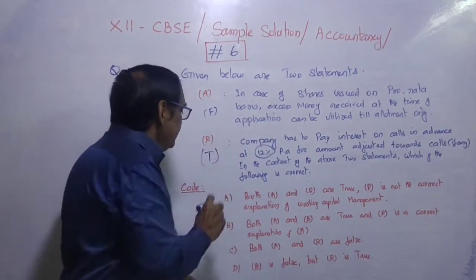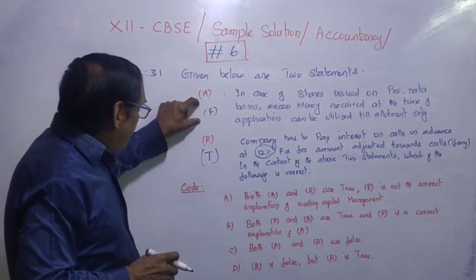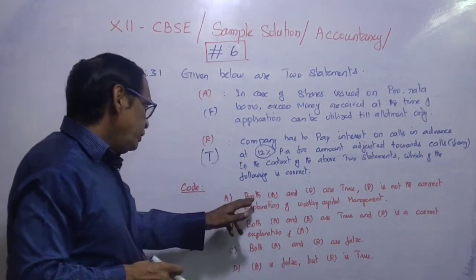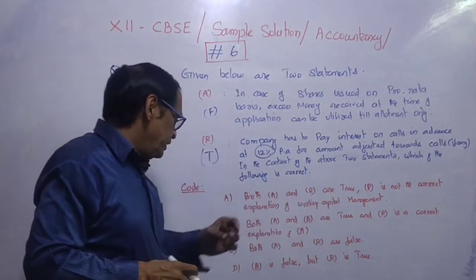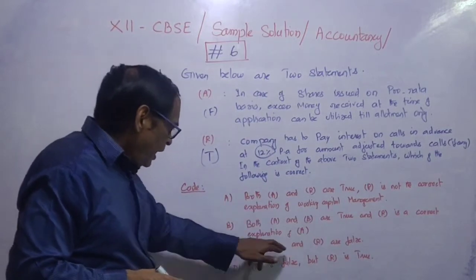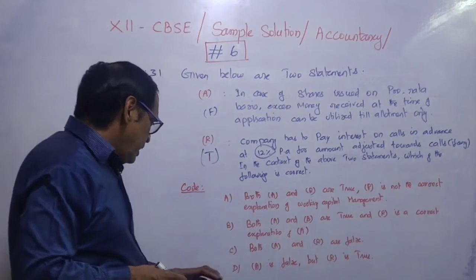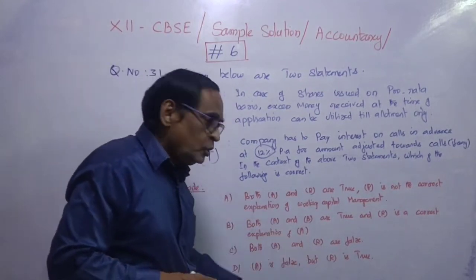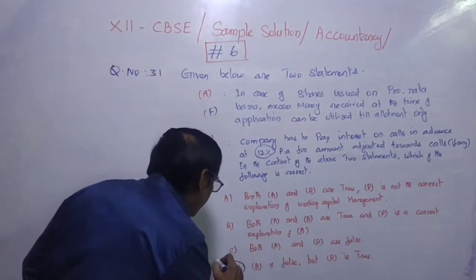There are 4 answers given. A is false and R is true. Here both A and R are true, that is wrong. Both A and R are true, that is also wrong. Both A and R are false, that is wrong. A is false, R is true. So D is the correct answer.